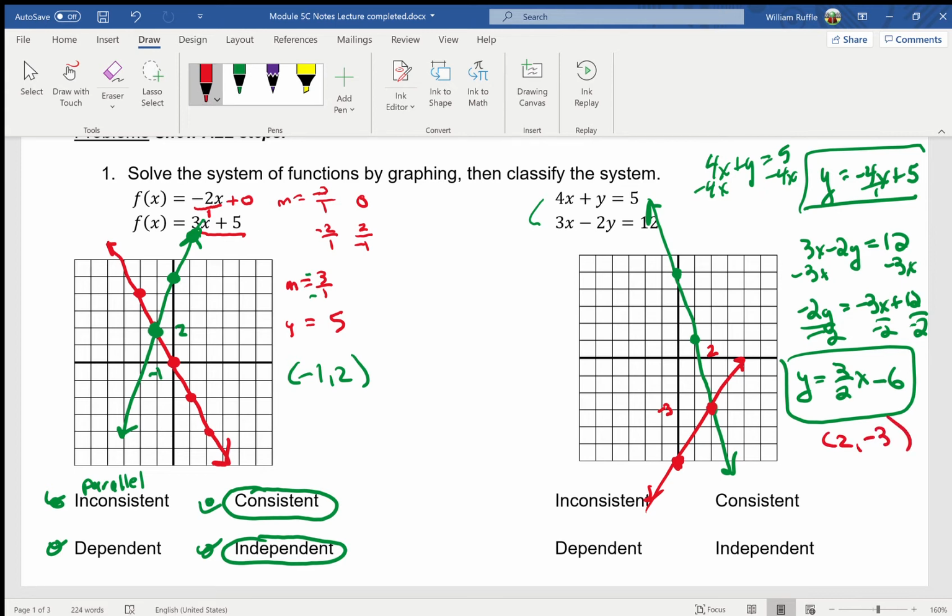So I have, remember, inconsistent are parallel. These are certainly not parallel, so they have to be consistent. And these are not parallel lines. I mean, they're not on top of each other, so they are two independent lines.